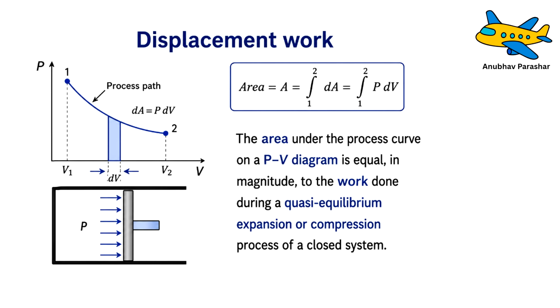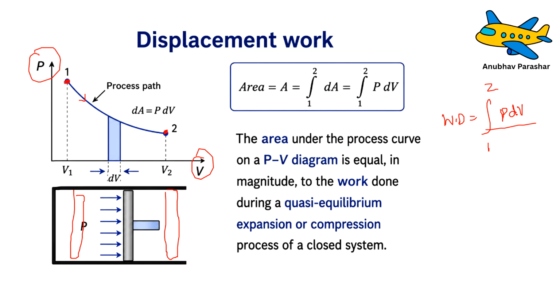Let us try to understand it using a graph. Initially the system was at point 1, and it undergoes a process and goes to point 2. Initially this was the position of the piston, so displacement work happens and the piston goes to this point. You can see the gas is expanding, the gas is doing some work. So how can we represent the work? The work done in the entire process is equal to the integration from point 1 to point 2 of P dV. P is the y coordinate and V is the x coordinate.